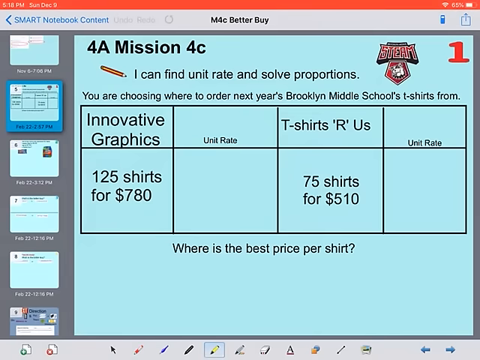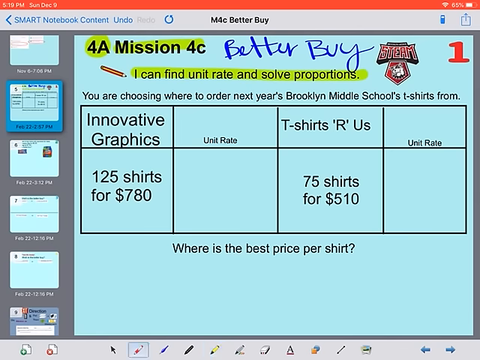Hello, today is our last lesson for Unit 4A. It is Mission 4C, which is actually called What is the Better Buy? This is completely real life examples and situations using proportions to figure out what's the cheaper item or price to pay for what you're looking for. So our learning target today says I can find unit rate and solve proportions.